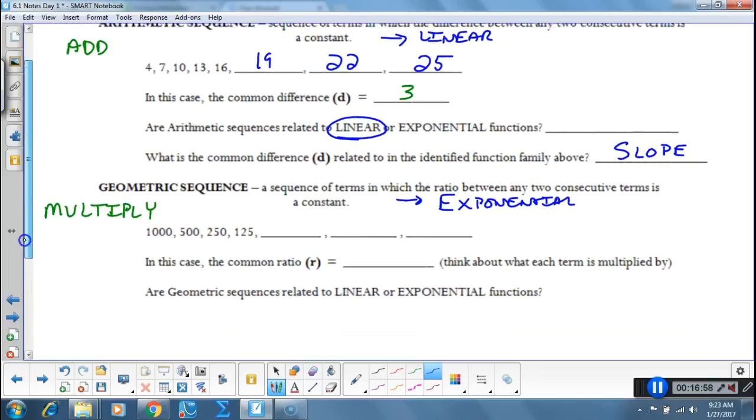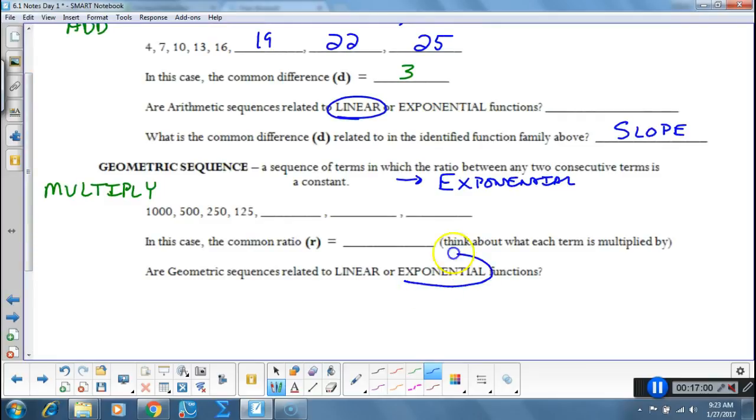Geometric ones we said were exponential. Okay. So in this particular case, what is the common ratio? What am I multiplying by to get the next term? Multiplying by what? Negative half? Are these switching? Because if I multiply positive 1,000 by negative 1/2, I'd get negative 500, right? So just 1/2. Yep, just 1/2 then.